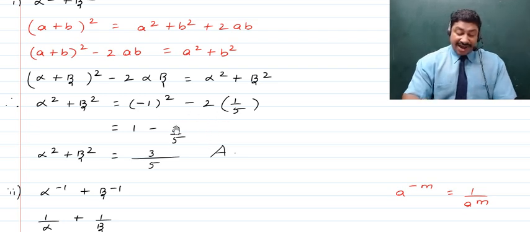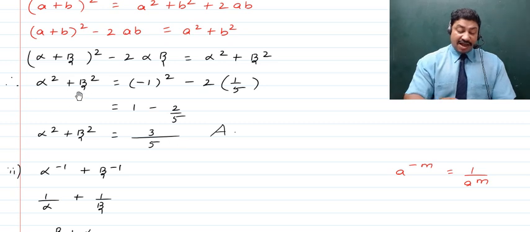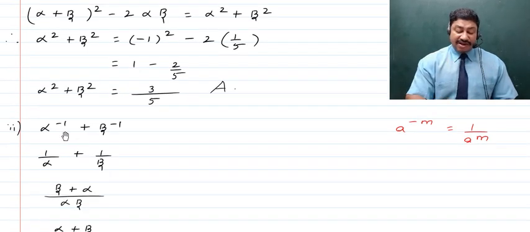Now as they are fractions, you will take an LCM, so it will become equal to 5, and then further we'll have 5 minus 2, which will become equal to 3. So 3 upon 5 will become the value of alpha square plus beta square. Next now children, we require to find out the value of alpha raised to the power minus 1 plus beta raised to the power minus 1.